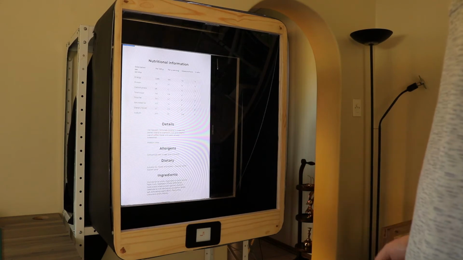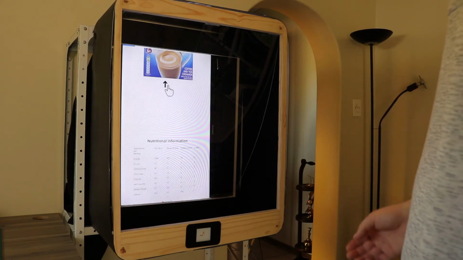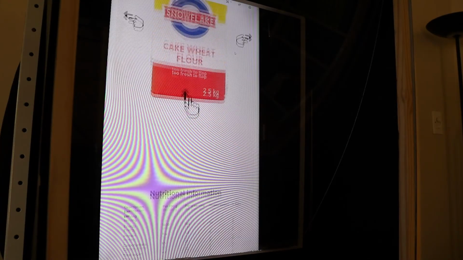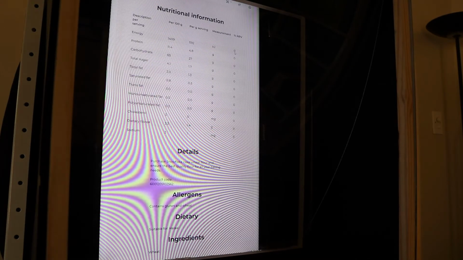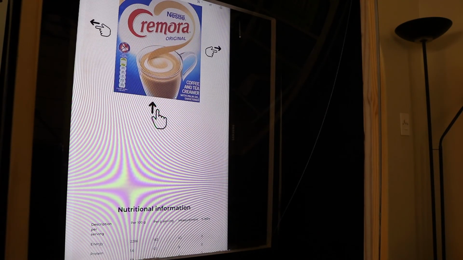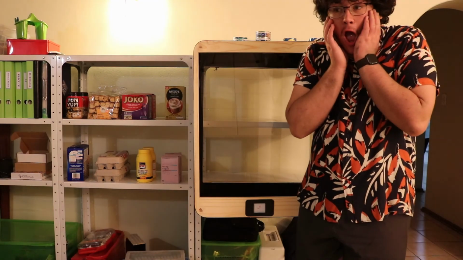Product information that is included in the display is the product's nutritional information, details, allergens, dietary information, and ingredients. Now, as you can see, the Flick sensor is located at the bottom of the prototype, which allows for easy interaction. There are also icons showing the user in which directions they can gesture so that they can easily understand the product.